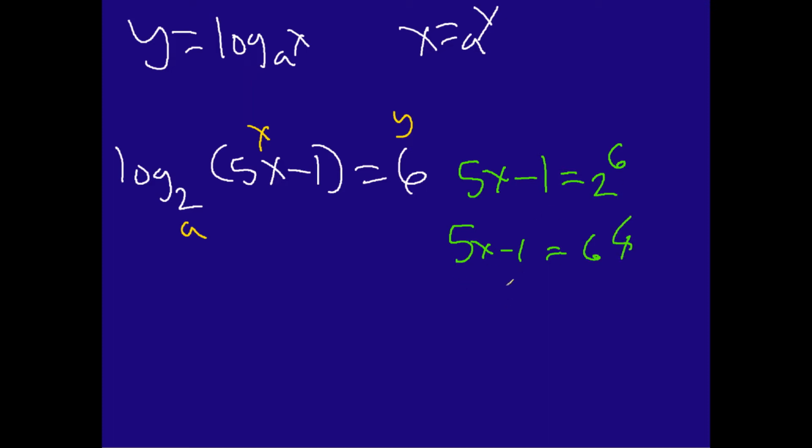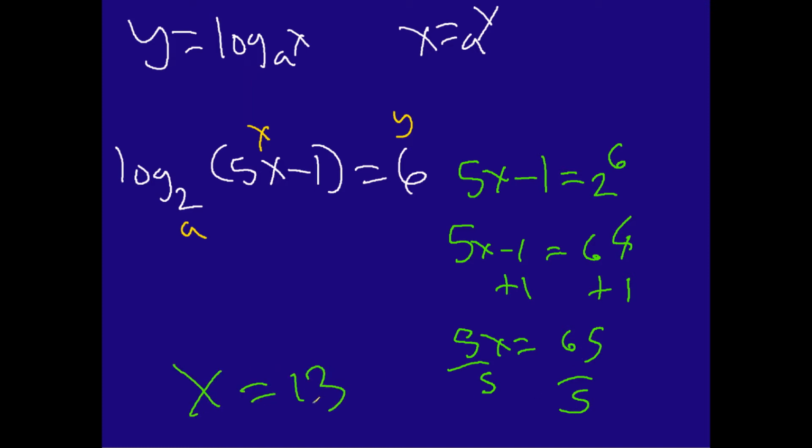And now it's just basic algebra. Plus 1, plus 1. So now I got 5x equals 65. Divide by 5, divide by 5. And then you can see that x is going to equal 13. So that's what's happening in that particular example. And then you can check these, of course, if you really desire to. That makes sense because 5 times 13 is 65, and 65 minus 1 is 64. And we know that 2 to the 6th power equals 64. So we know that that's correct. Let's do our last example.